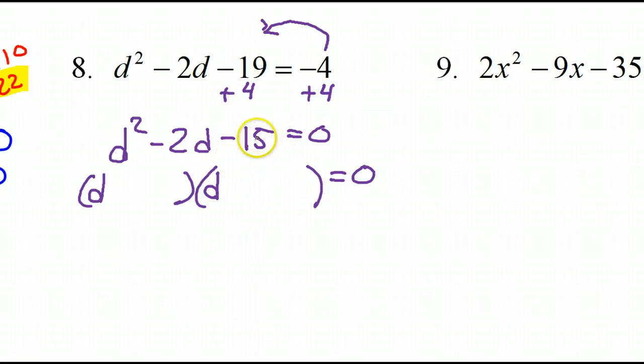15, the first thing that pops into my head is 3 times 5. And 5 minus 3 makes 2, so this is looking good. If I have a positive 3 and a negative 5, that'll make negative 2, so this is looking good.